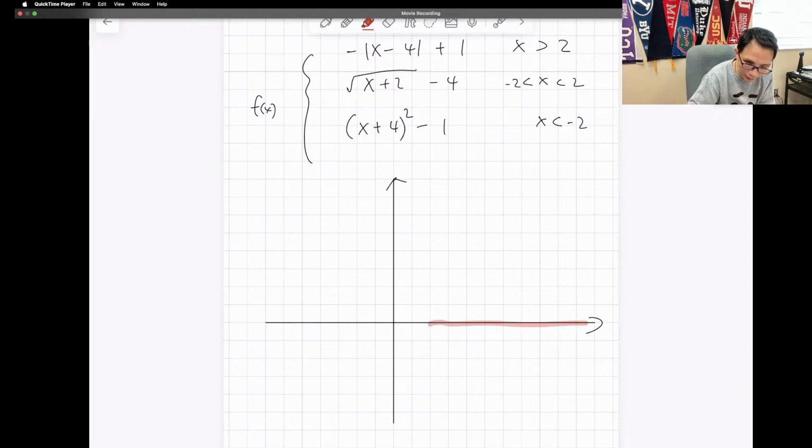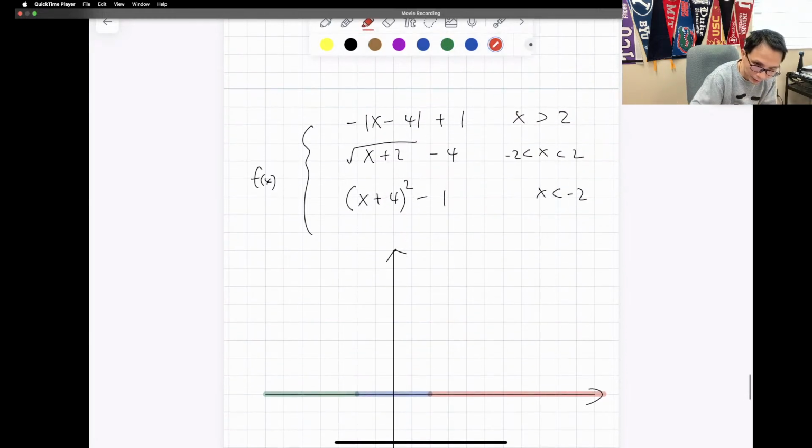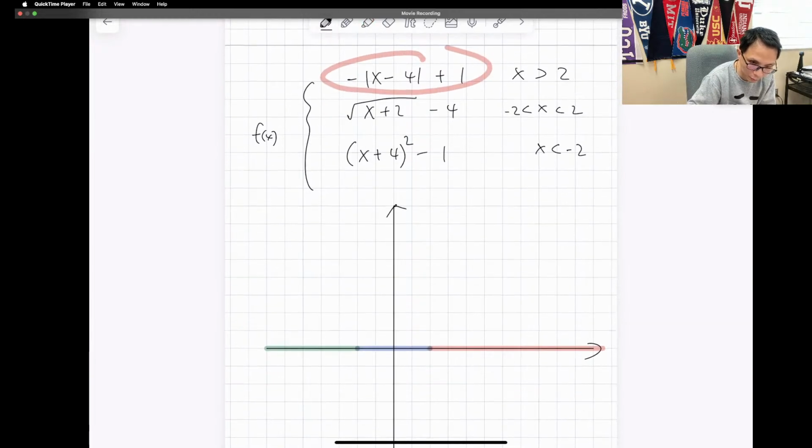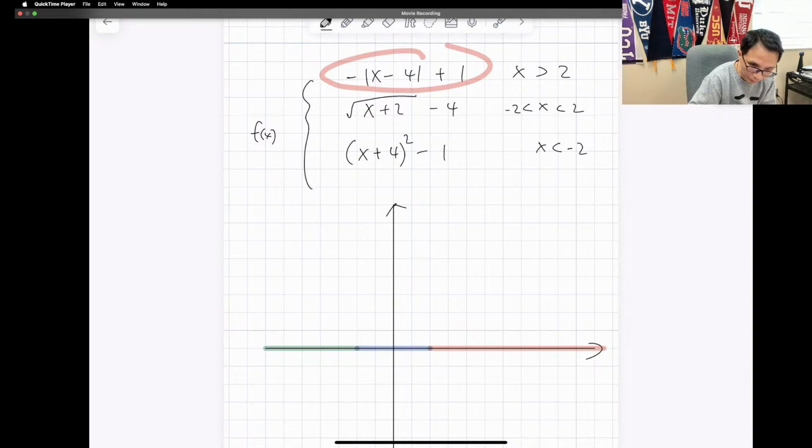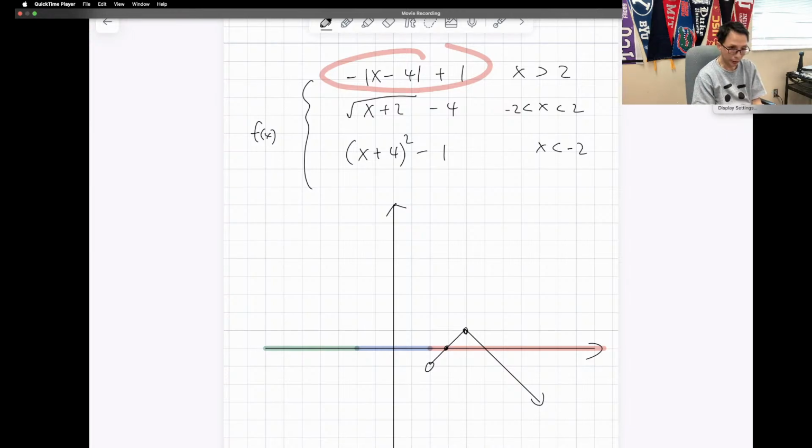So this one, the first region is red. The second region is going to be blue, from here to here. The third region is green. Is that okay? I'm going to start with the red function here, the first one. So I'm going to graph it moving right 4, up 1, and it's facing down. Do you have this graph? Is it good? Samuel, is it good? Yeah. Good.